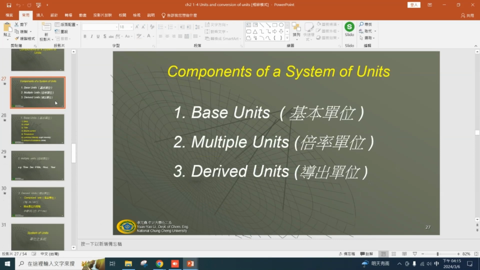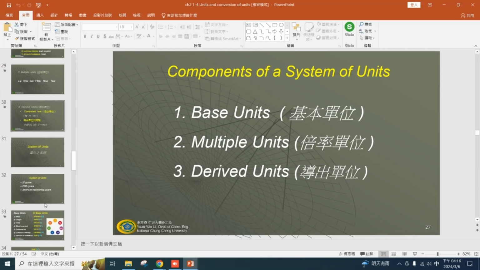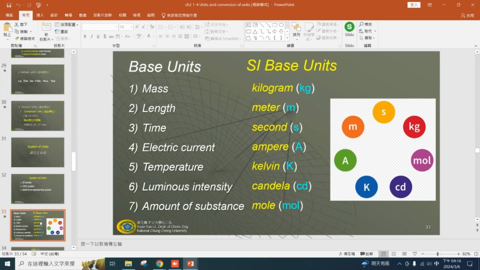The components of a system of units have three types. The first type is called base units. The second is multiple units. The third is divided units. You need to notice this about base units: there are 7 only, there's no number 8. There are seven SI base units. I want you to remember this very well.